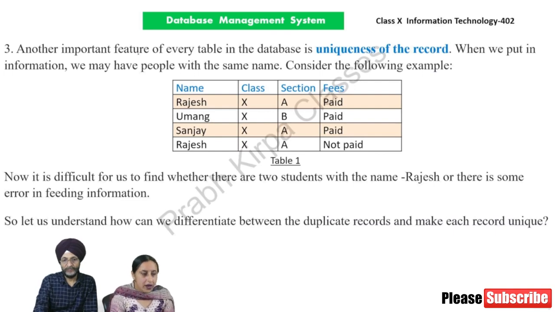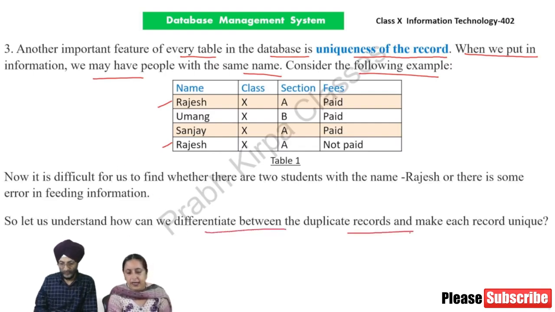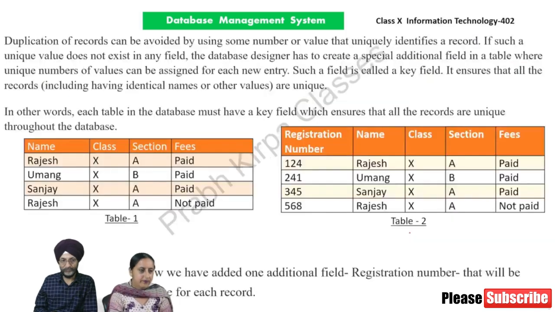Third, another important feature of every table in the database is uniqueness of the record. When we put in information, we may have people with the same name. Consider the following example. Now, it is difficult for us to find whether there are two students with the name Rajesh or there is some error in feeding information. So let us understand how we can differentiate between the duplicate records and make each record unique.